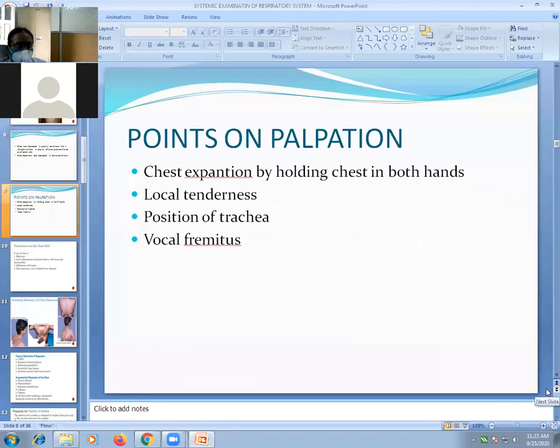Points on palpation. You have to confirm the chest expansion, whether adequate and bilaterally equal or not, by holding the chest in both your hands. Then any local tenderness, then position of trachea and tactile fremitus.